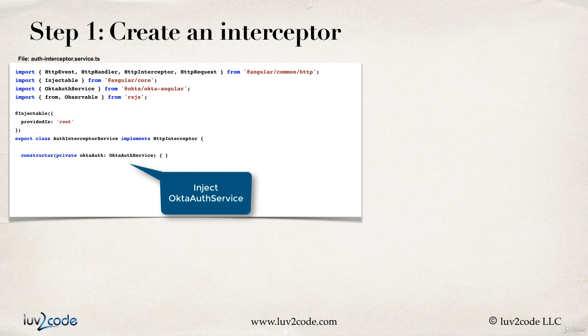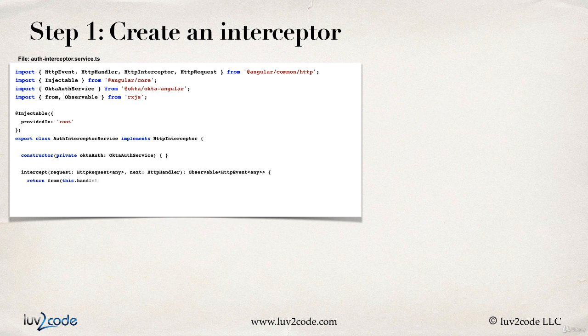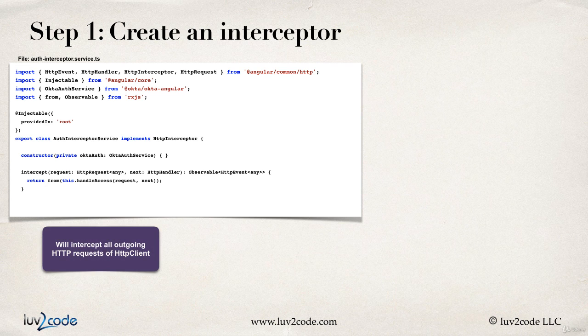And for our constructor, we're going to inject the Okta auth service because we'll actually use that a little bit later to get the current access token for the user that's logged in. And remember, I said the HttpInterceptor is an Angular interface, so we'll actually implement that interface, and that one method that we have to implement is called intercept. So here's the coding for it here. They simply pass in a request, the next handler, and it returns an observable. This will basically intercept all outgoing HTTP requests of the HttpClient that we're making use of.